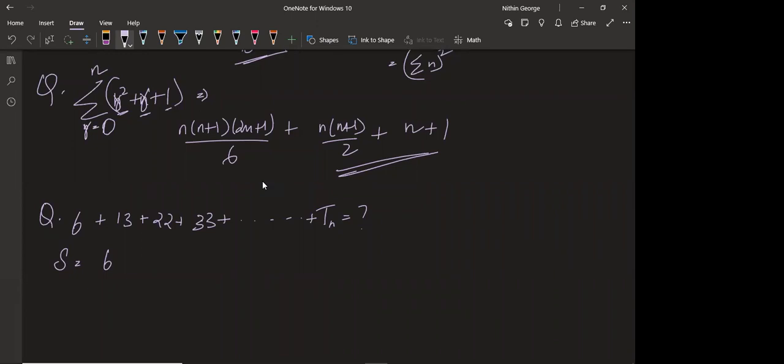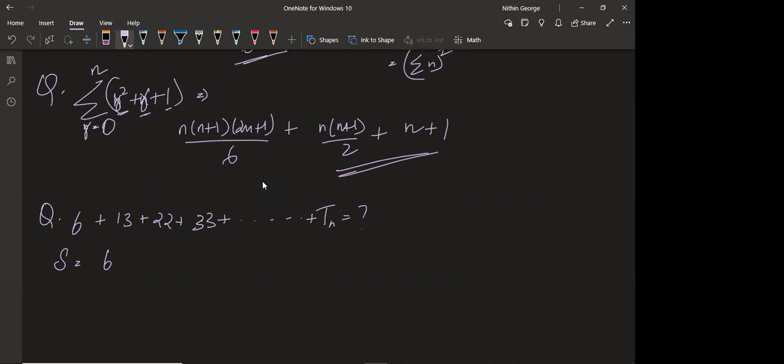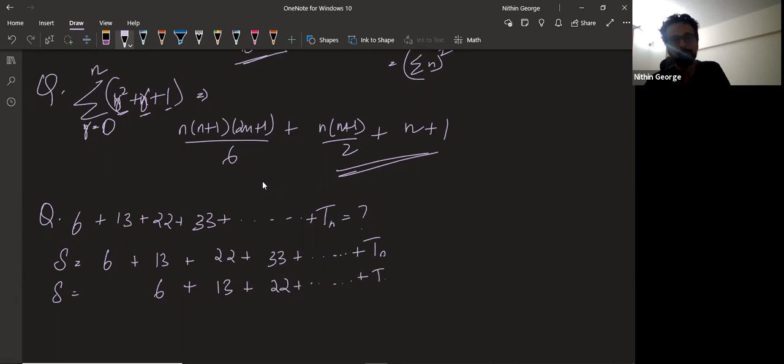Multiply with x. No. That is for AGP. Whenever the GP part is involved, that is where you multiply by x. There is no common ratio here as such. So you bring in S in such a way that you place it 1 unit next to it. Okay. I hope you're getting this here.